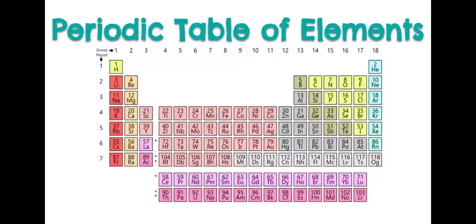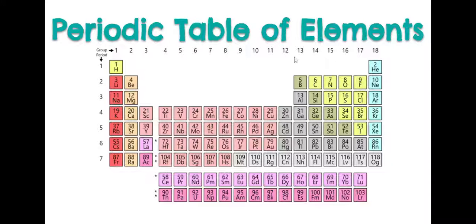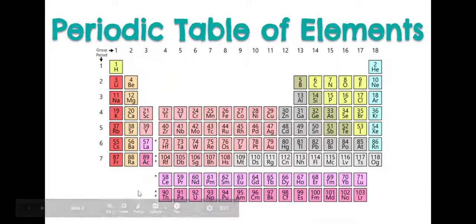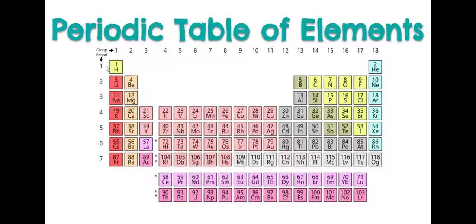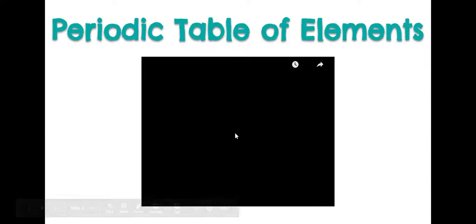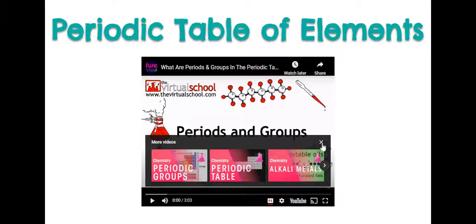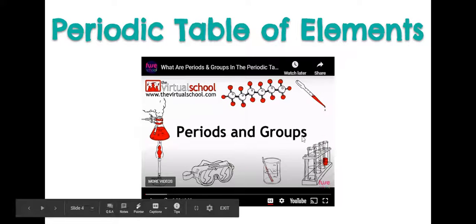Here we go. Just a quick reminder that the periodic table is divided into groups, which are the columns, and periods, which are the rows, and that the groups are numbered 1 through 18, and the periods are labeled 1 through 7. Now we're going to watch these videos here, just so we have a brief reminder of what the periods and groups actually mean.